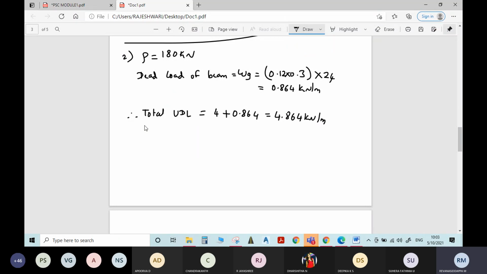Now we have the formula to locate the thrust line: e is equal to M by P, where M is the moment at the point of interest. Here it is asked to locate the thrust line at support, quarter span, and center span. First, we will find the corresponding moment at support, mid span, as well as quarter span. Write the diagram.